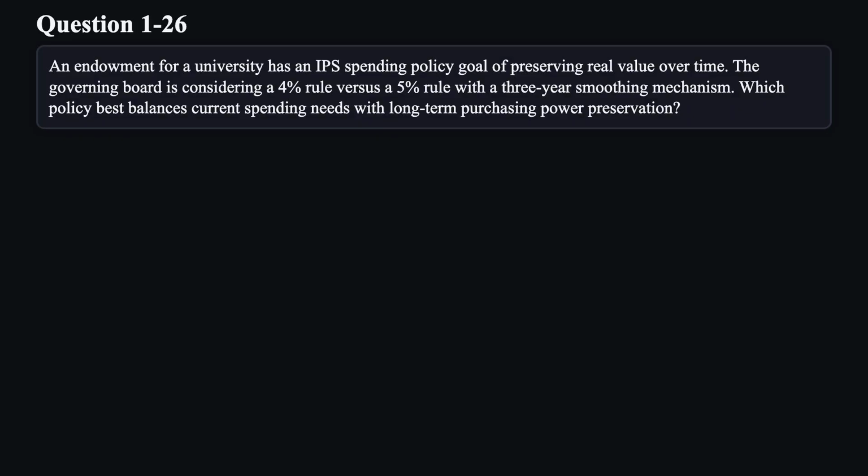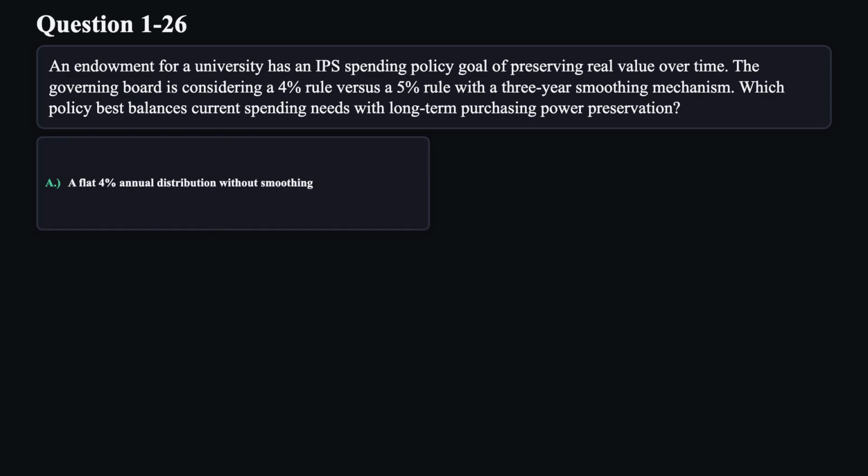Question 26. An endowment for a university has an IPS spending policy goal of preserving real value over time. The governing board is considering a 4% rule versus a 5% rule with a 3-year smoothing mechanism. Which policy best balances current spending needs with long-term purchasing power preservation?